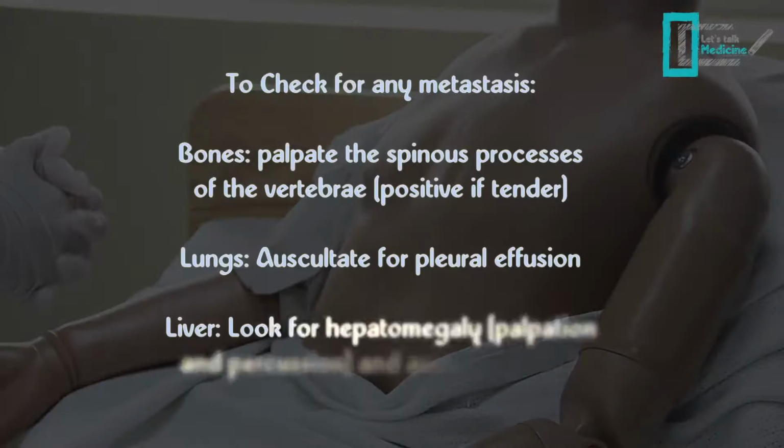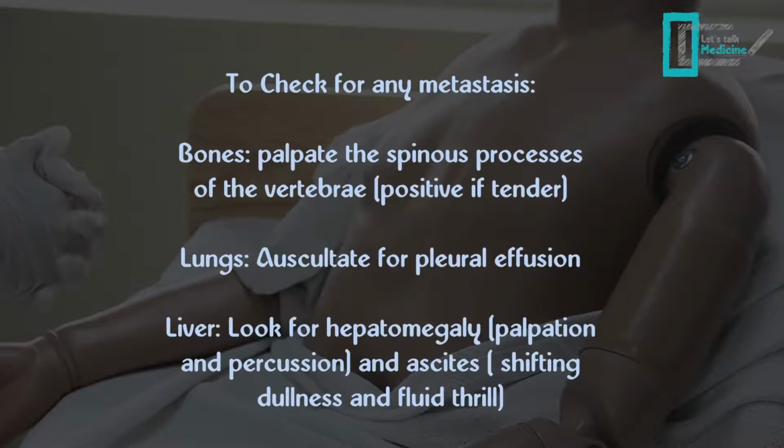Other things you might do, you will check the spinal processes of the patient for any pain, which is an indication of bone metastasis. You will also auscultate for any pleural effusion at the sides of the lungs. You can also do an abdominal examination to check for any liver enlargement or any liver nodules as a sign of metastasis too.